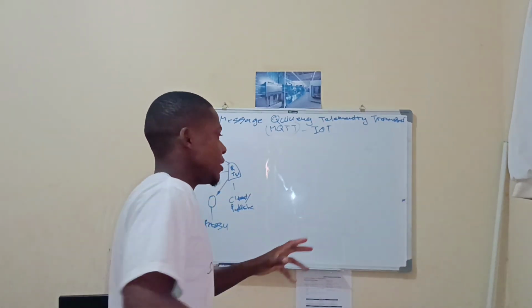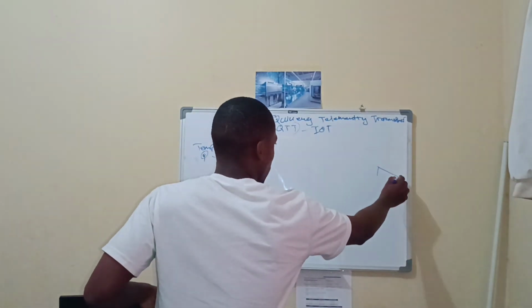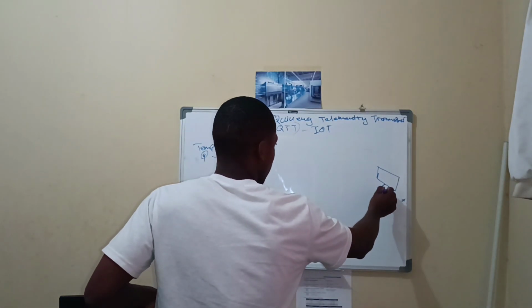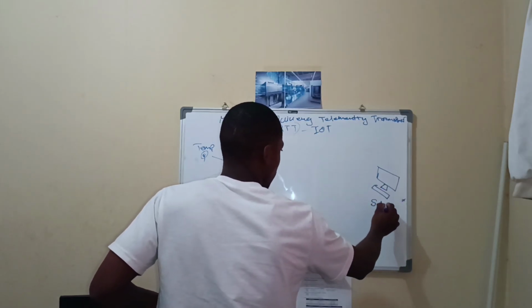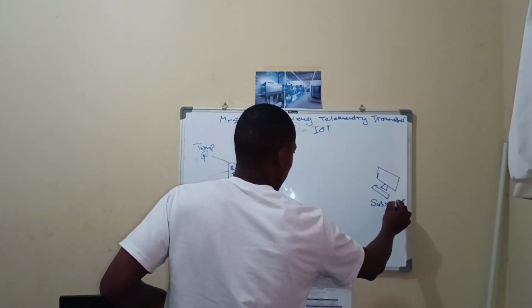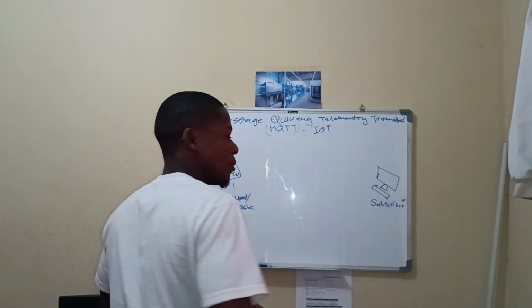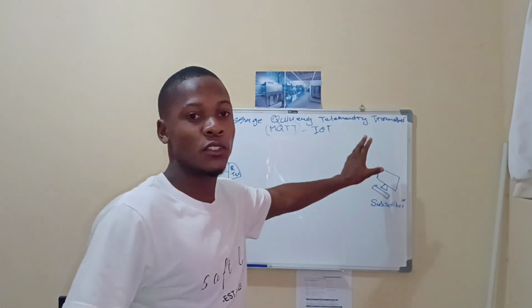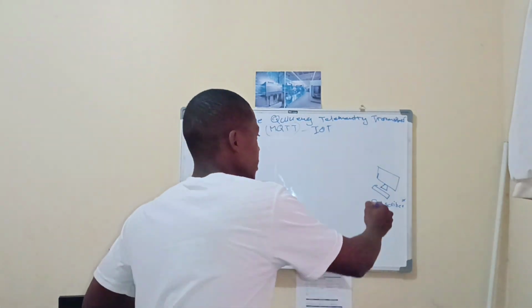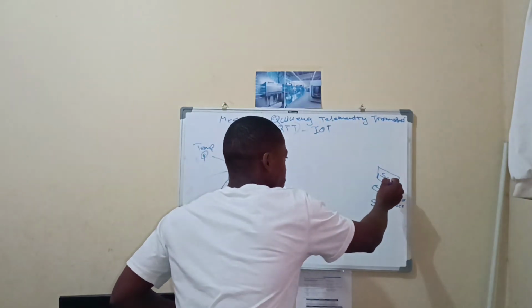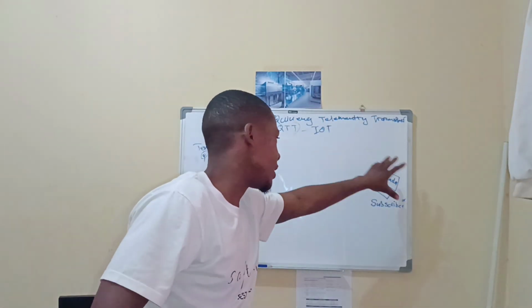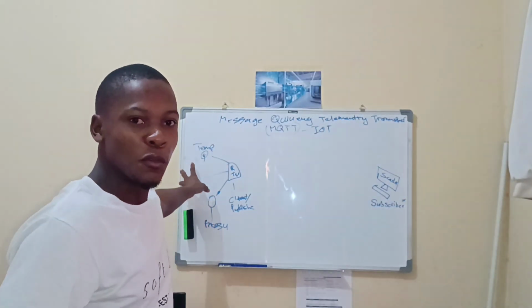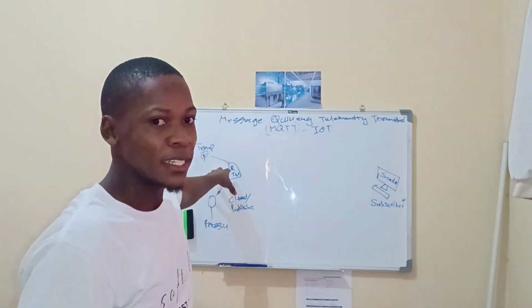So at the other end here, you'll have what you call your subscriber. This is your subscriber, where you'll have maybe your SCADA system here, displaying information that is 100 kilometers away.